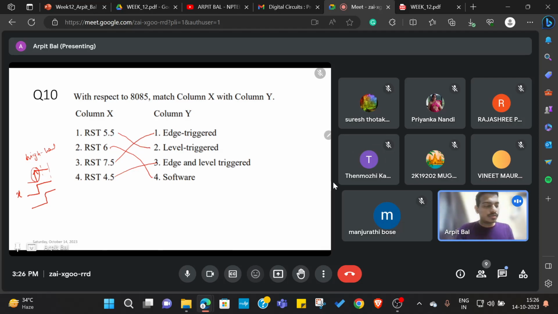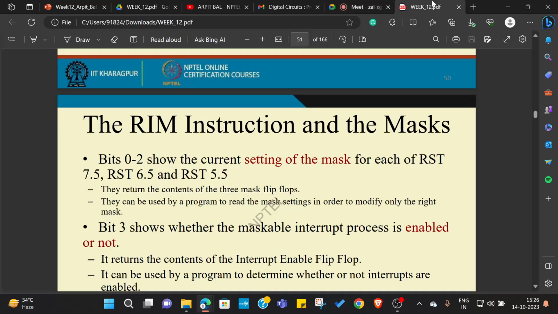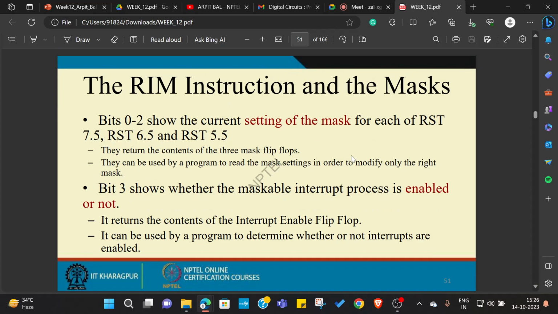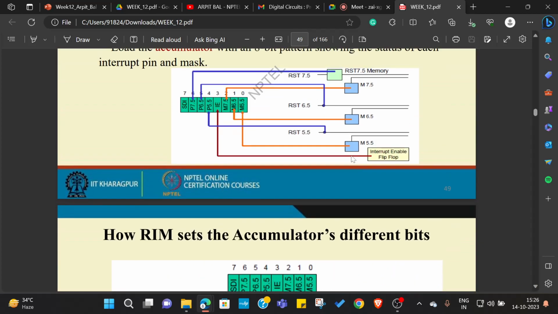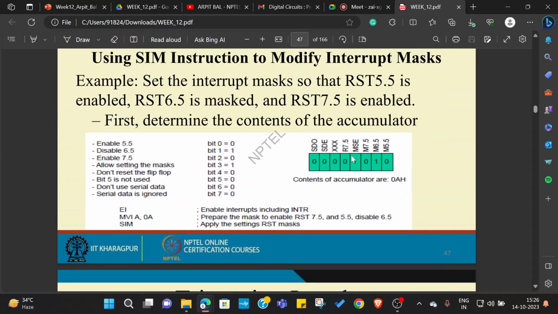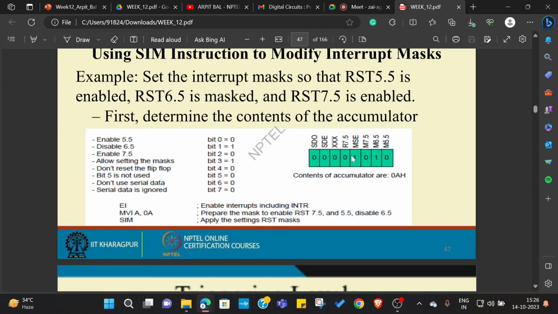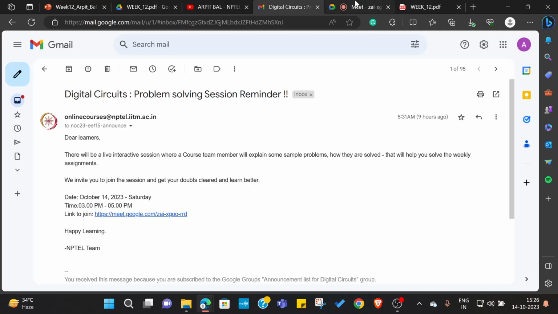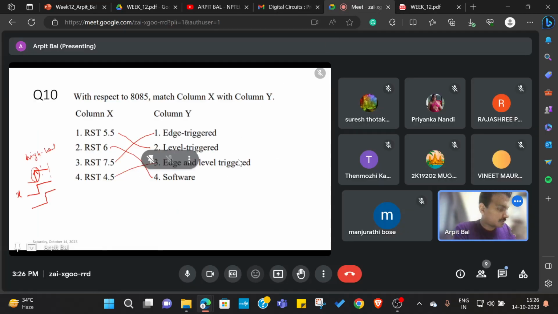Okay, so you need to remember which one is edge triggered and which one is level triggered. In the lecture slide, around page number 48, it is mentioned which one is level triggered and which one is edge triggered. So you need to keep those things in mind.